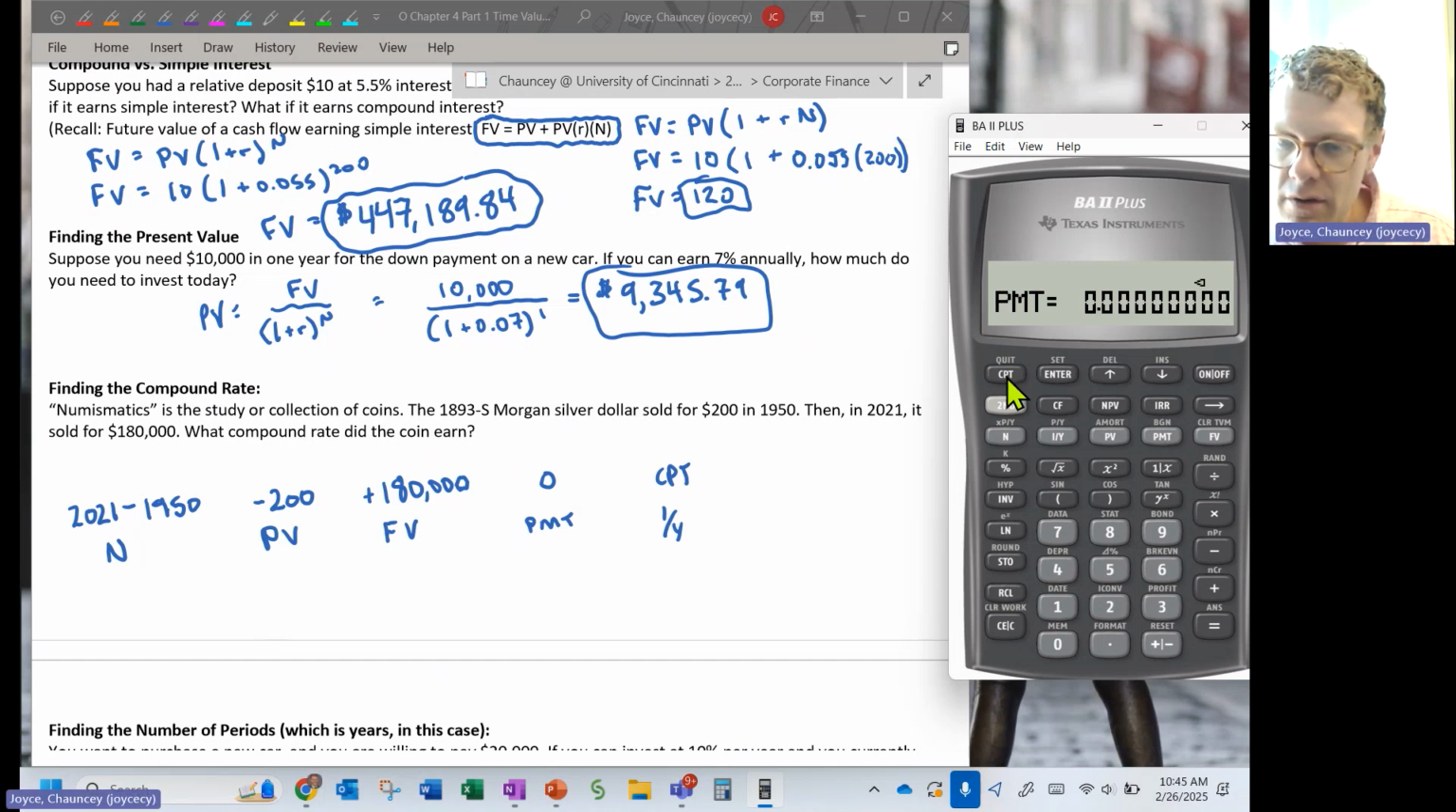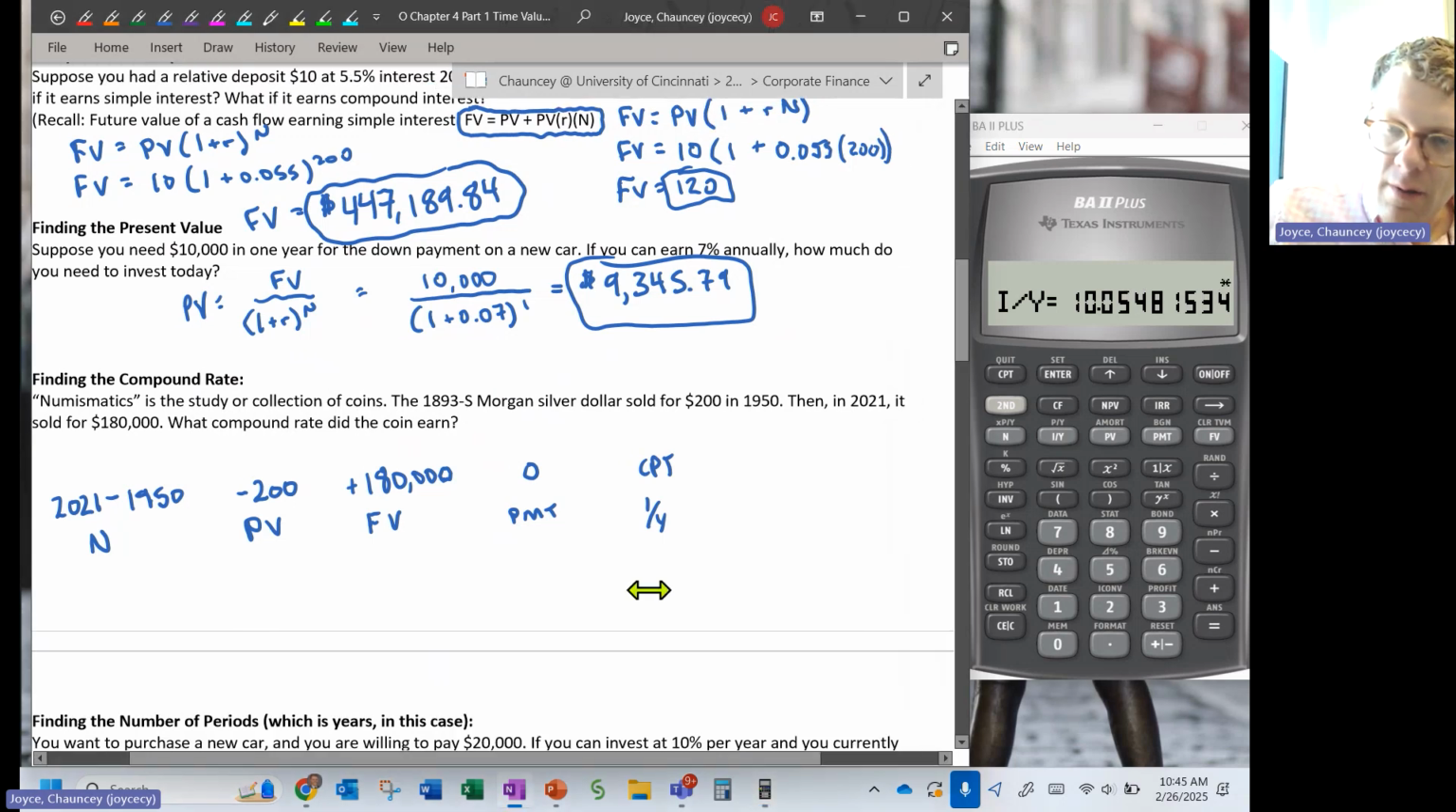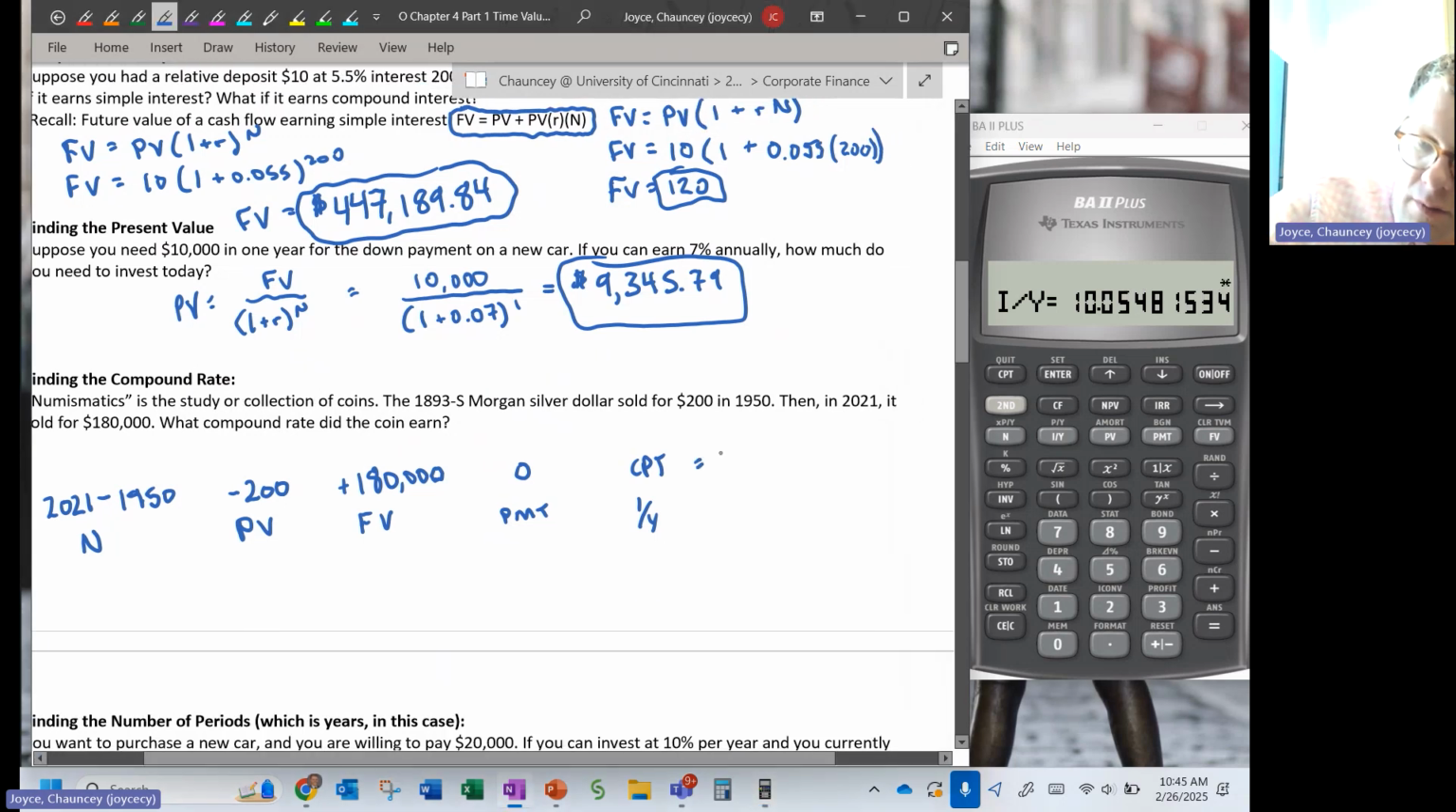And then you compute in the upper left and then press IY. So we specified the other four variables and we're solving for the missing IY, or interest per period. That will come out to 10.05% per year. Pretty decent compounding return.